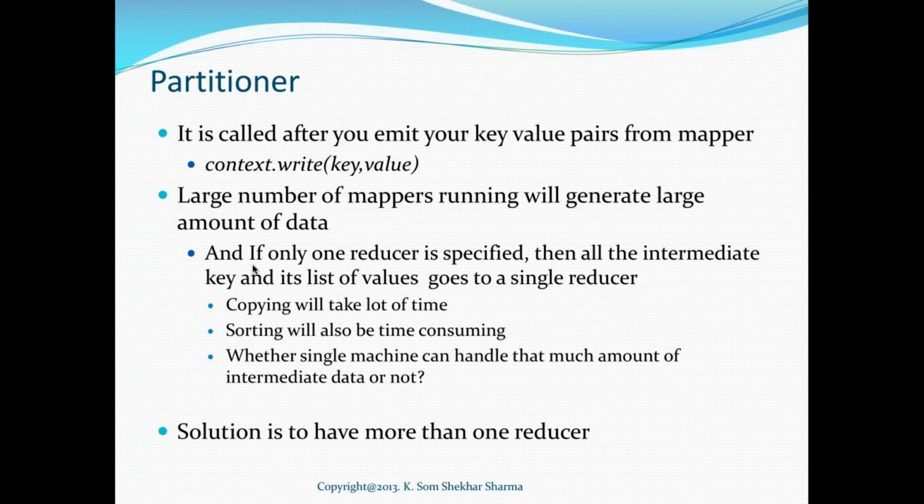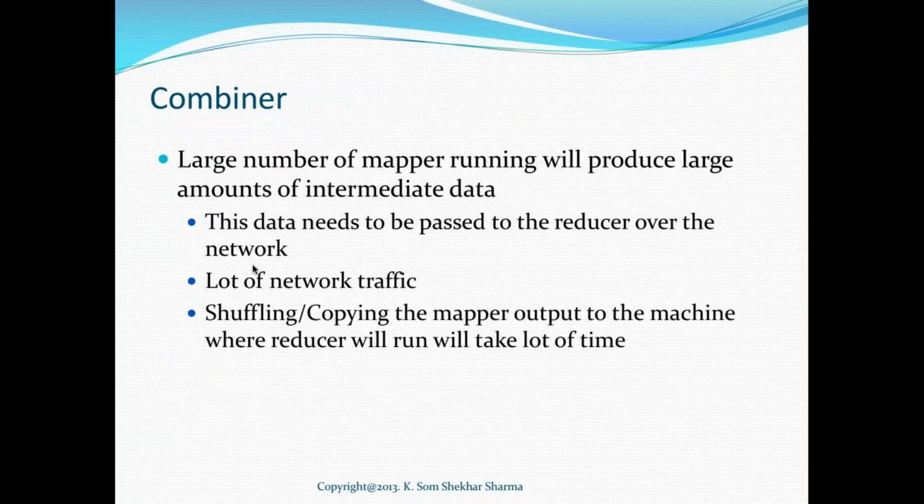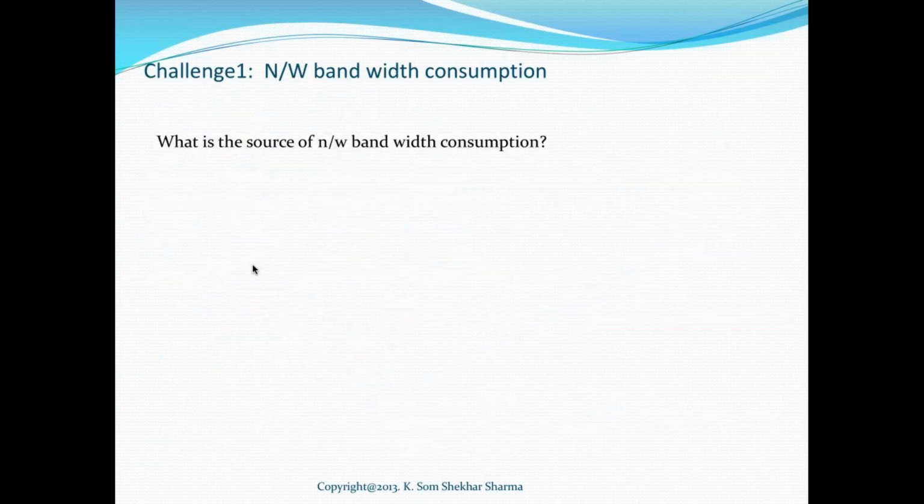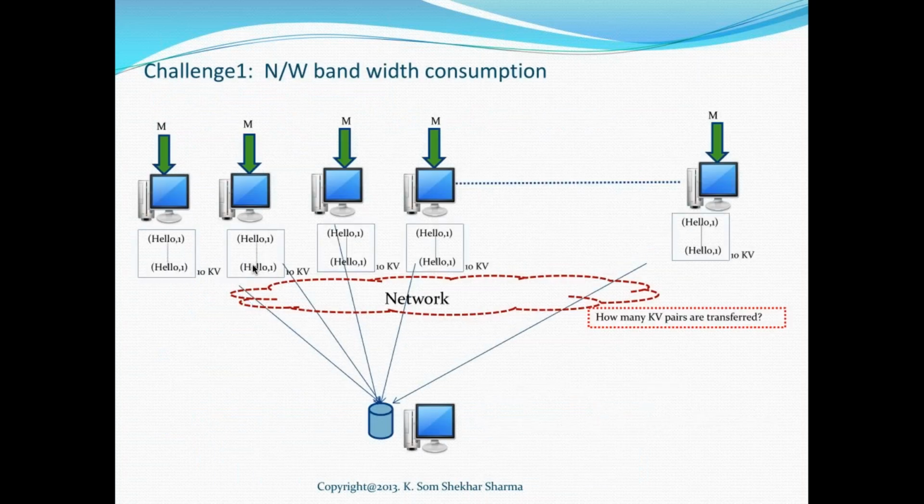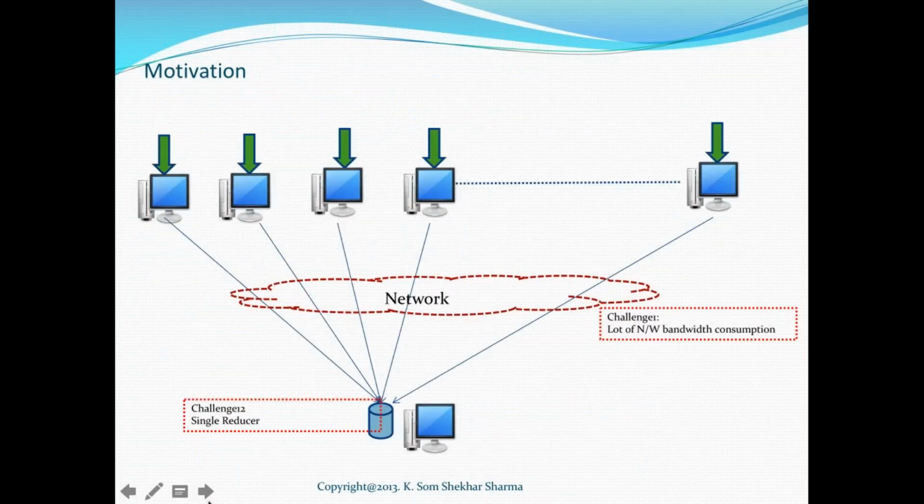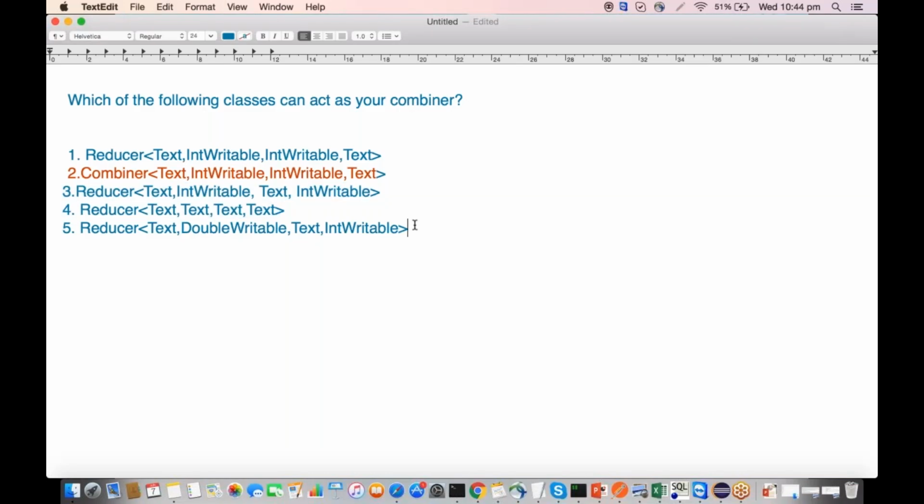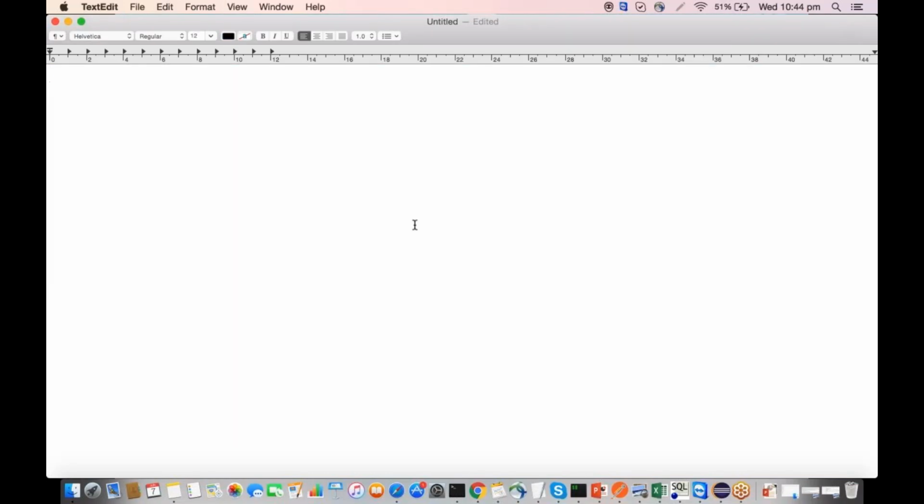Okay, similarly, the partitioner. I hope if you have gone through it, I have told you long back. It's a single reducer problem. So a single reducer has a problem. And what is the problem here? That all the key value pairs from all the mappers are going to be stored onto a single machine. Which means that is the problem with the single reducer.